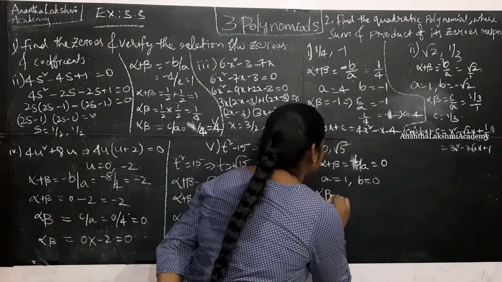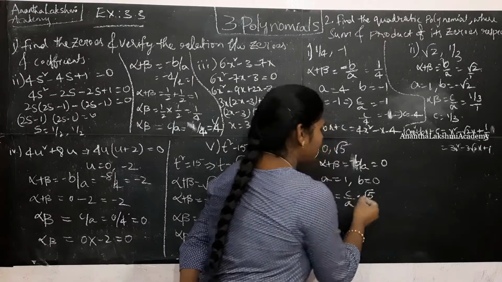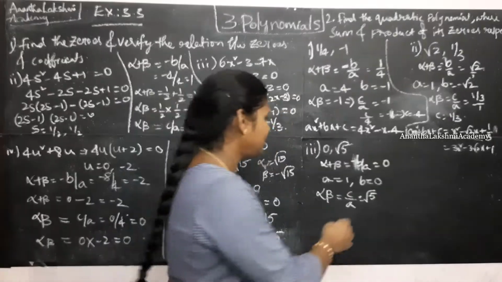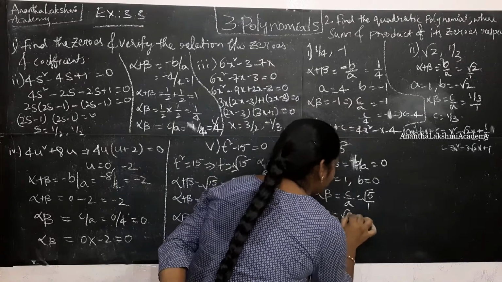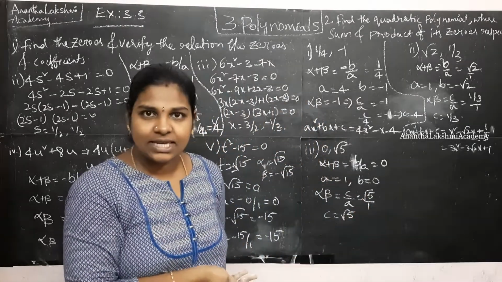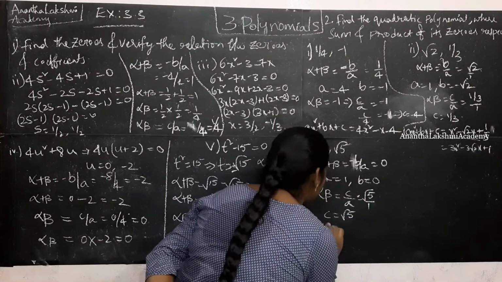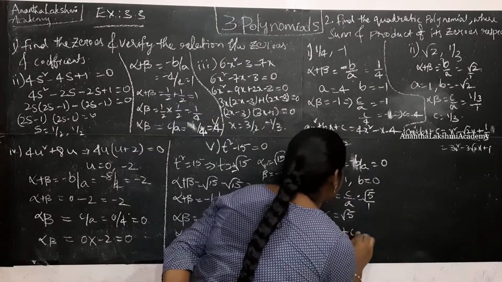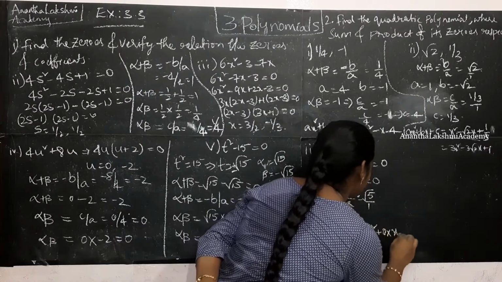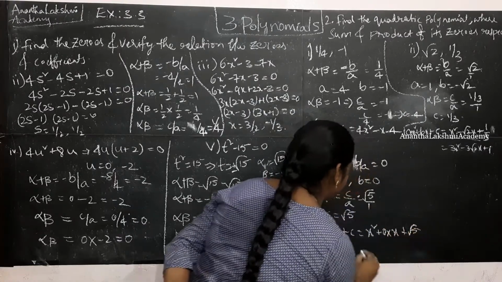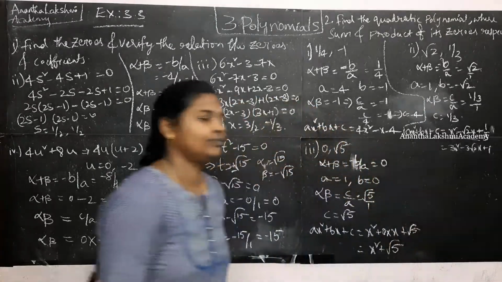Alpha beta is given as c by a is given as root 5. We already know that a is 1 from here. So c is equal to root 5. Now you know a, b, c. Can we write the quadratic polynomial? Ax square plus bx plus c is equal to x square plus 0 into x plus root 5. This is nothing but x square plus root 5.